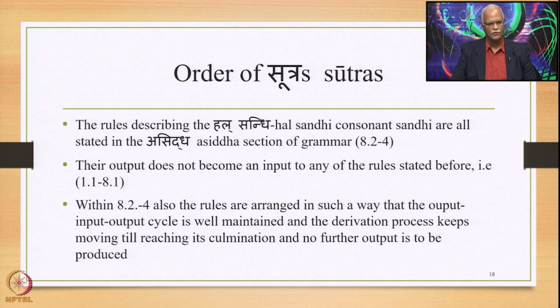So from 1.1 up to 8.1. Within 8.2 to 8.4 also, the rules are arranged in such a way that the output-input-output cycle is well maintained and the derivation process keeps moving till reaching its culmination and no further output is to be produced. This is the speciality of the ordering of the sutras pertaining to hal sandhi. Very important feature.